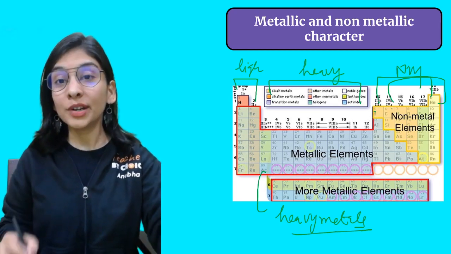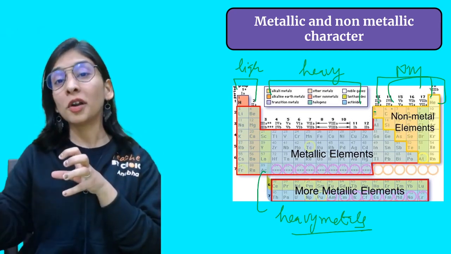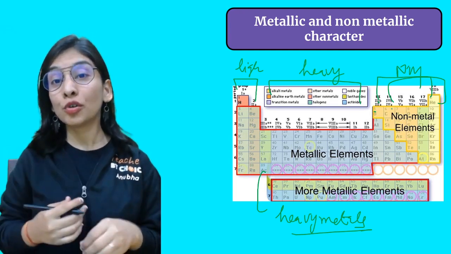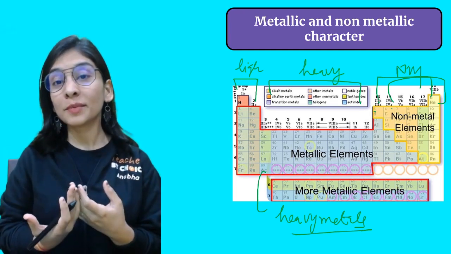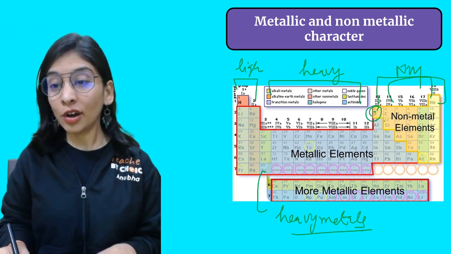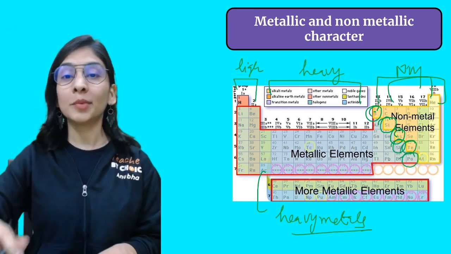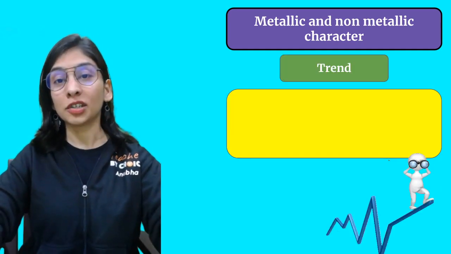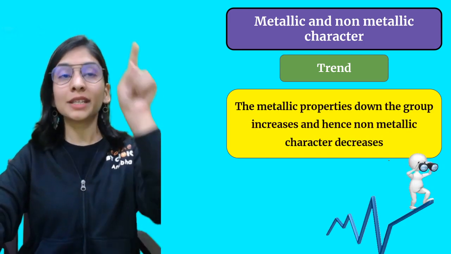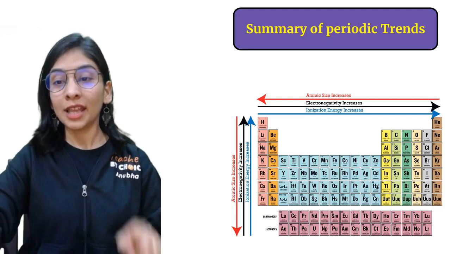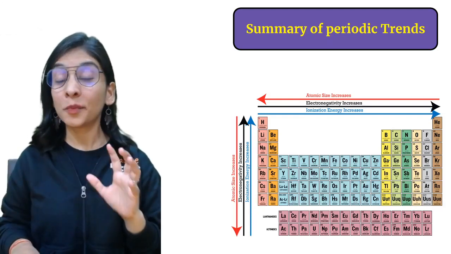And there are some bridge elements. When metal finishes, non-metal starts. Some of the elements show bridge properties and also show metalloid behavior. So my boron, my silicon, my arsenic, my antimony, my tellurium, my polonium, these are the members that are metalloids in nature. Metallic property increases down the group, non-metallic decreases down the group. So I hope all of these properties are pretty much clear.